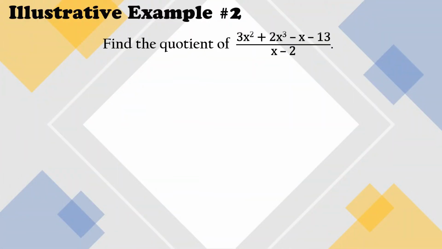Okay, so let's have another one. Find the quotient of 3x squared plus 2x cubed minus x minus 13 divided by x minus 2. Again, step 1 is to make sure that your dividend is arranged in descending power of x. Obviously, in this example, it is not arranged in descending power of x. So what we're going to do is rearrange the dividend. We're going to have 2x cubed, 3x squared, minus x, minus 13.